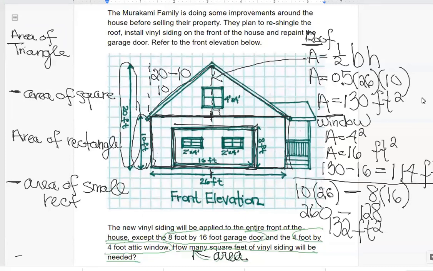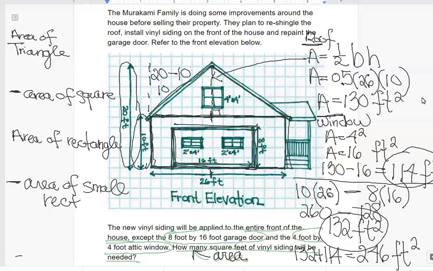All right, so if I'm covering 114 square feet up top and 132 square feet on the bottom, and I want to know the total, I'm going to need to go ahead and add those numbers. So 132 plus 114 gives me a total of 246 square feet. And no wonder you wanted me to do that one, Robin.